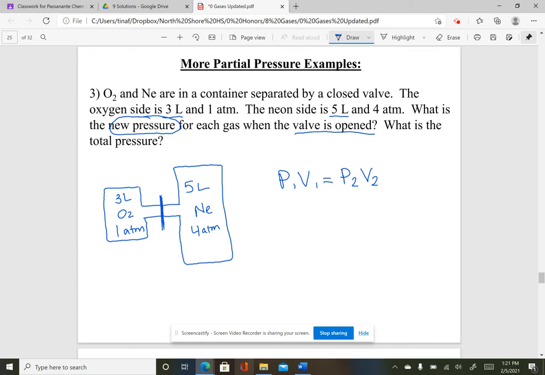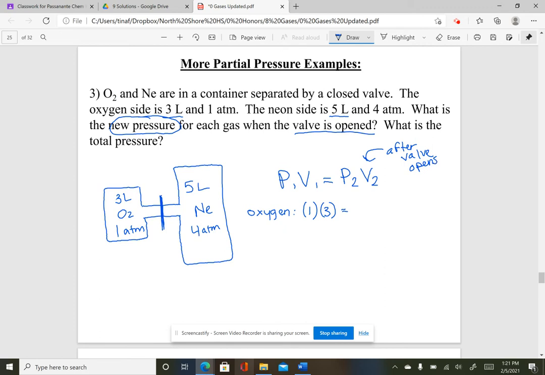Let's start off with oxygen. Let's do that first. So P1 is 1 atm and volume 1 is 3. Now the other side is after the valve opens.